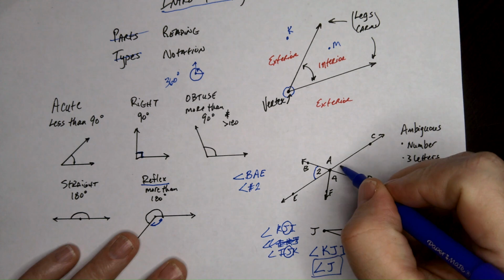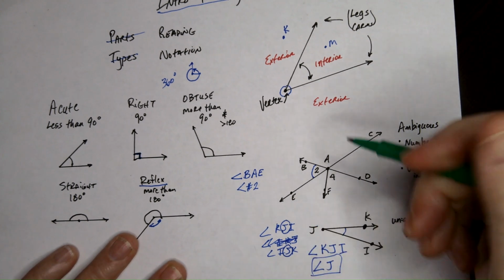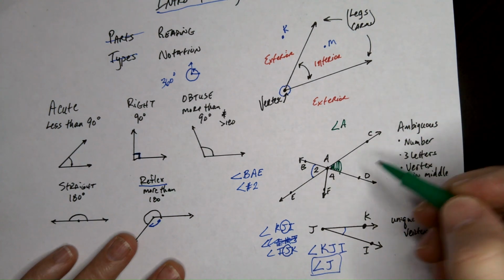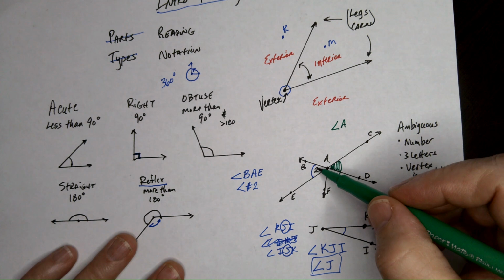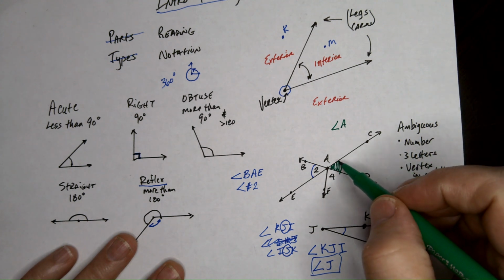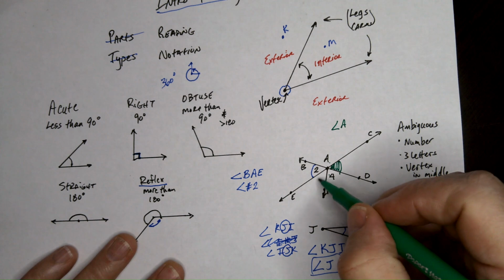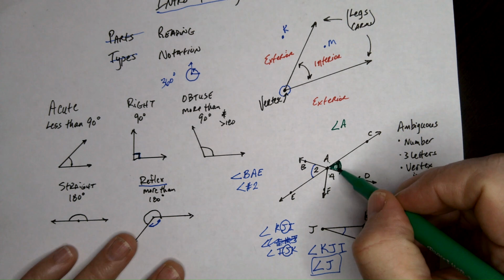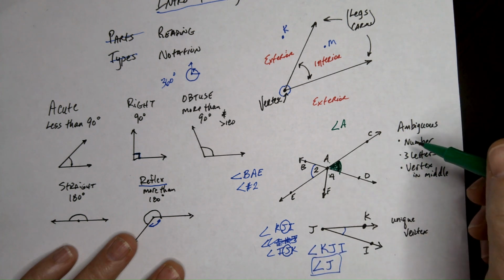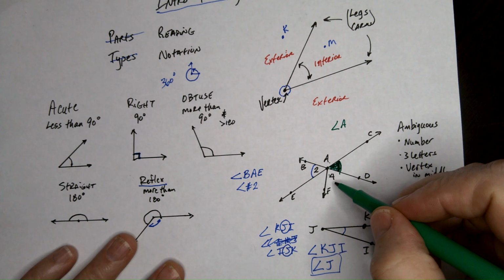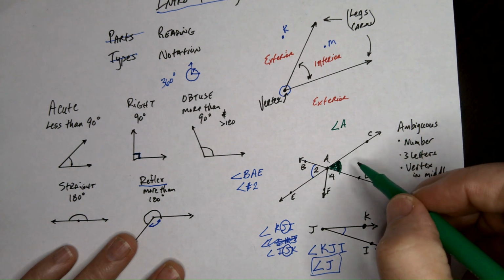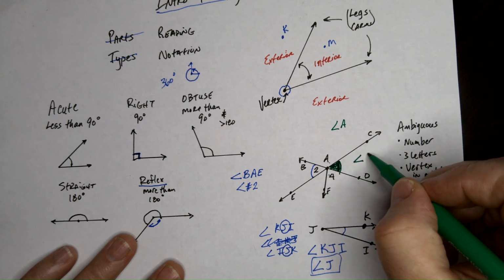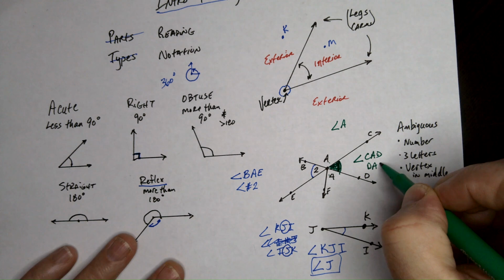So for example, let's say I wanted to talk about, let's change colors. Let's say I wanted to talk about this angle right here. I couldn't say angle A, because look, there's an angle with the vertex A over here. 2, 3, 4, there's a bunch of them, you see? You can even have an angle that actually crosses two of them. I'll show you that in just a second. But if you have an angle like this, it's ambiguous. You either need a number, for example, this one would be angle 4, or you have to use three letters with the vertex in the middle. So if I wanted to talk about this angle right here that's green, that would be angle CAD or DAC. Either way is fine.